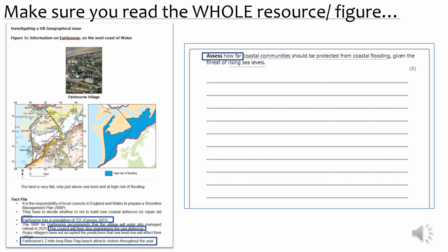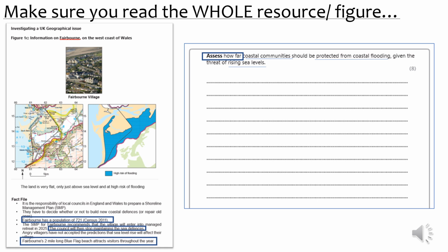So I know that in this question I need 2 paragraphs. I need to think about how far coastal communities should be protected, given the threat of rising sea levels. And then the other part of the argument is probably going to be how far they should not be protected. Okay, so it's a really nice straightforward question, but I've cut through all of it by annotating it.